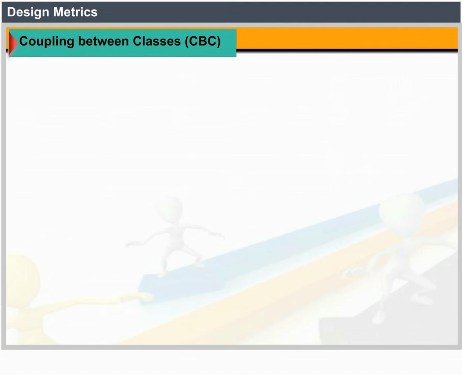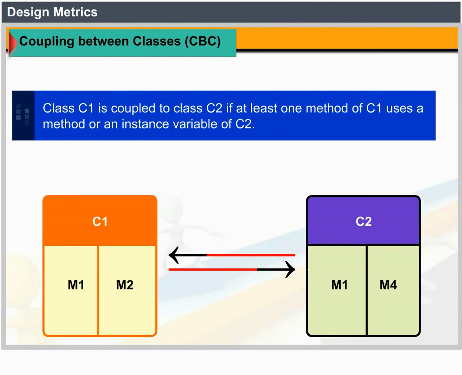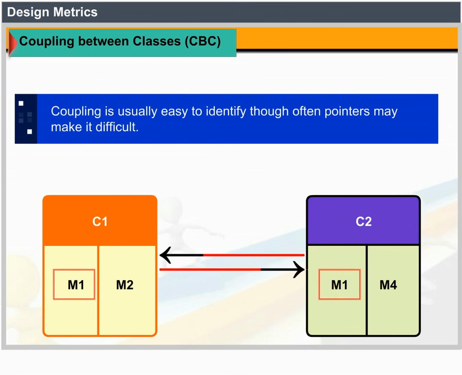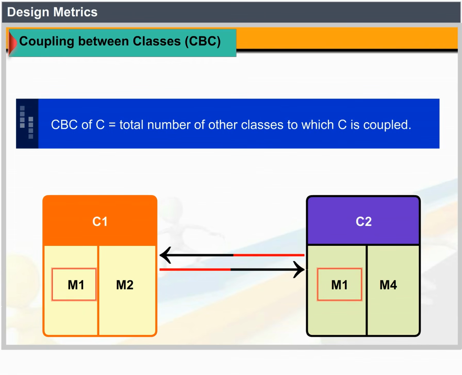Coupling between classes, CBC. Class C1 is coupled to class C2 if at least one method of C1 uses a method or an instance variable of C2. Coupling is usually easy to identify, though often pointers may make it difficult. CBC of C equals the total number of other classes to which C is coupled.